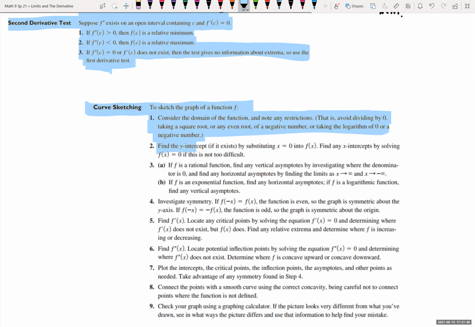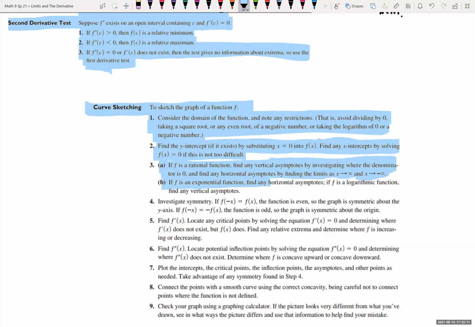It's helpful to find y-intercepts if they exist, and we can do that by plugging in 0 into f of x. Find any x-intercepts by solving for when f of x is 0, if that's not too difficult. We worked with rational functions at the beginning of the semester, so it's kind of bringing all this stuff together. If it's a rational function, then find vertical asymptotes by investigating when the denominator is 0, and find horizontal asymptotes by finding the limit as x goes to infinity or negative infinity.